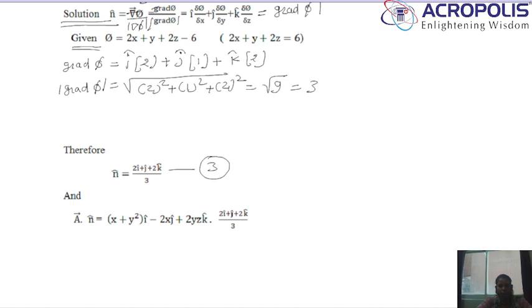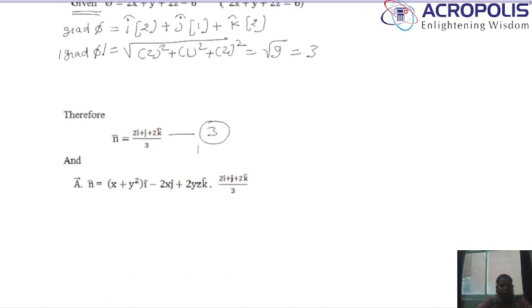Here A vector is defined in our question. We need A dot n cap. A is x plus y square i minus 2x j plus 2yz k, dot 2i plus j plus 2k by 3. In dot product, we know that we multiply i by i only, j by j only, k by k only. So here we multiply x plus y square by 2 by 3. We take 1 by 3 outside. Here the value is 2x plus 2y square.